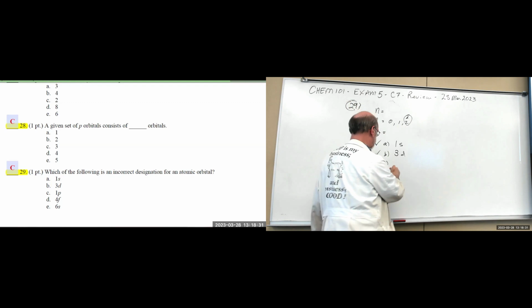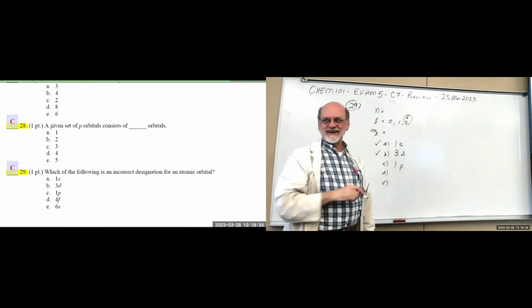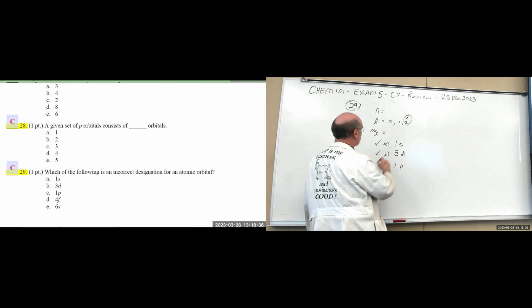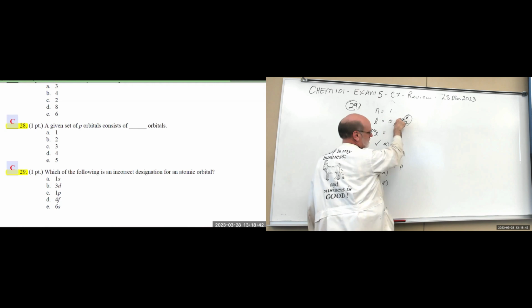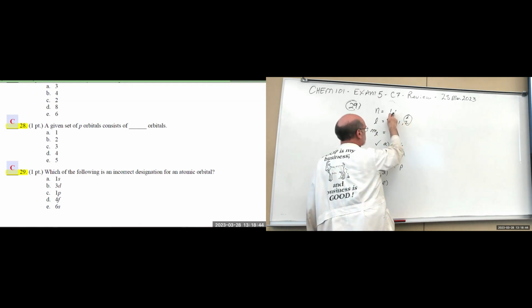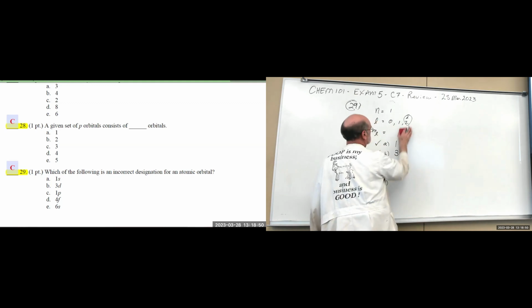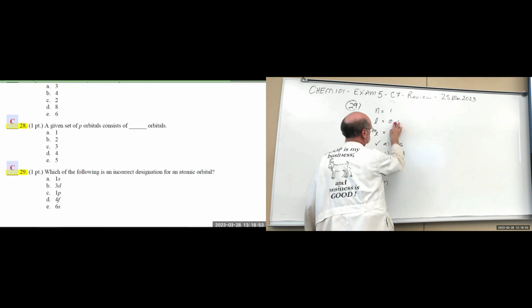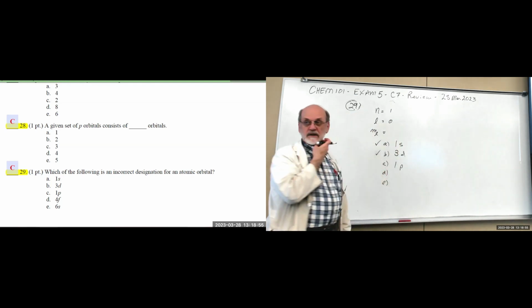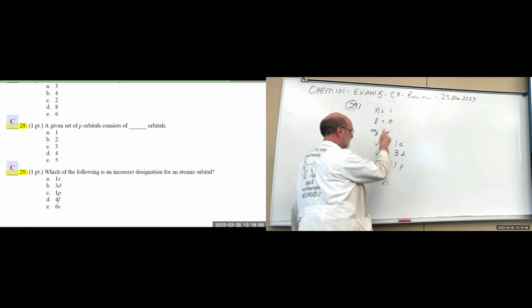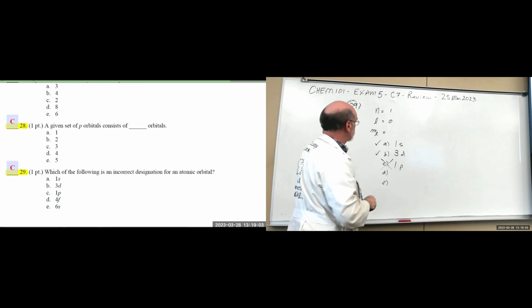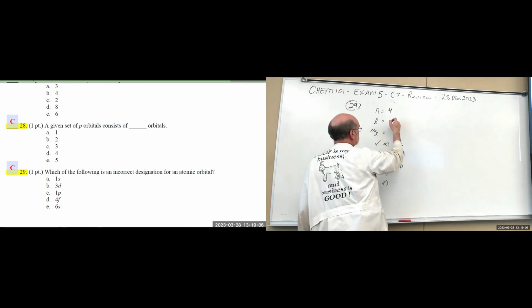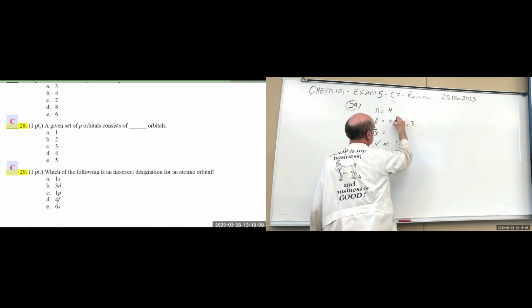How about 1p? Can you have a p orbital of 1? No. If you have 1 here, you can only have 0. That's it. You go up to n minus 1. So this one's wrong. Oh, we found our answer. 4f, yeah. You have a 4 there, you can have 0, 1, 2, 3: S, P, D, F.